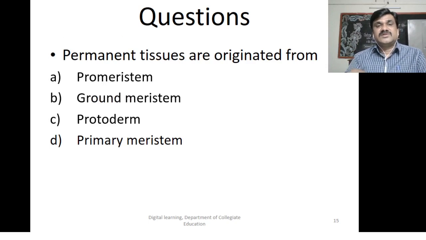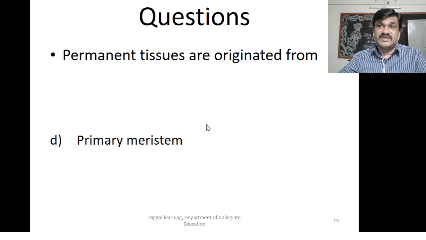Then the third question, permanent tissues are originated from which meristem? Option A, promeristem. Option B, ground meristem. Option C, protoderm. Option D, primary meristem. So what is the answer? Permanent tissues. Yes, the answer is option D, primary meristem, which gives rise to permanent tissues.